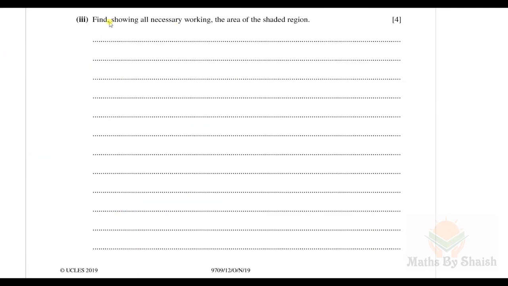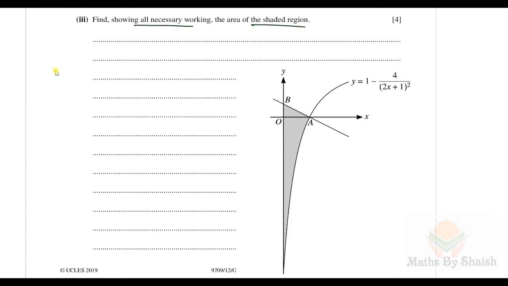Find, showing all the necessary working, the area of the shaded region. So let me bring the diagram here. Here's the diagram. We need to find the area of the shaded region, and we know the coordinates of A and B: (1/2, 0) and (0, 1/4). So this distance is 1 by 2, and this distance is 1 by 4.